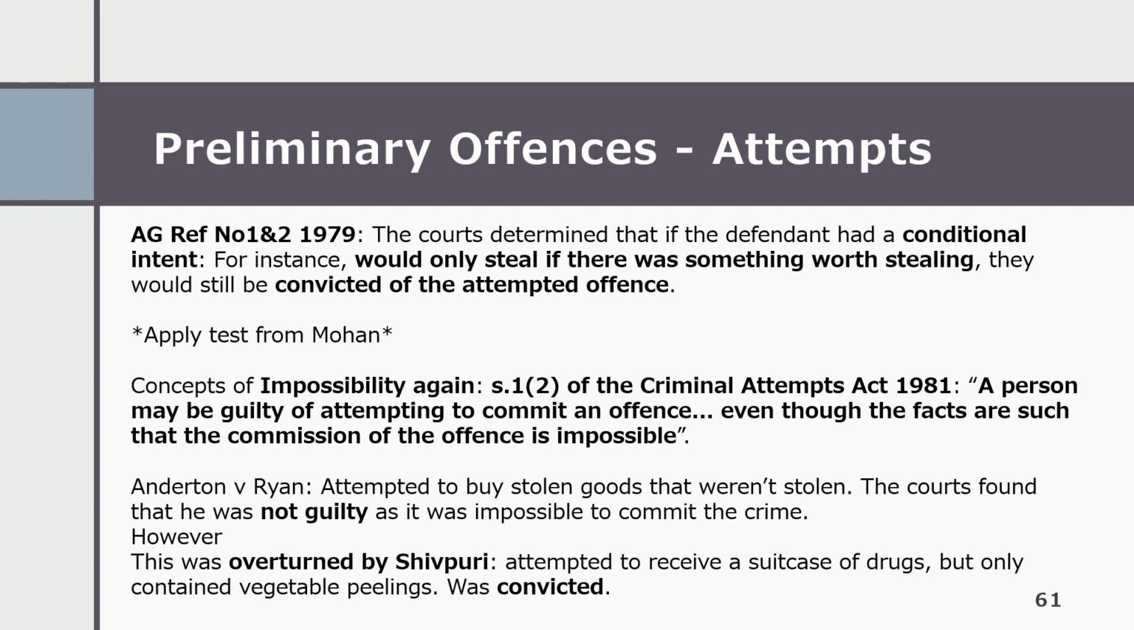So concepts of impossibility again, section 1 subsection 2 of the Criminal Attempts Act 1981. A person may be guilty of attempting to commit an offence even though the facts are such that the commission of the offence is impossible. In Anderton v Ryan, the defendant attempted to buy stolen goods that weren't stolen. The courts found him not guilty, as it was impossible to commit the crime. However, this was overturned by Shivpuri, who attempted to receive a suitcase of drugs but it only contained vegetable peelings, and he was convicted.